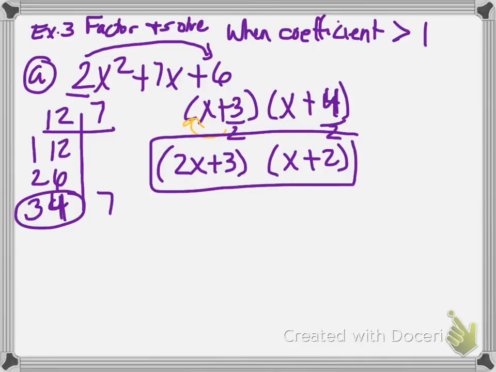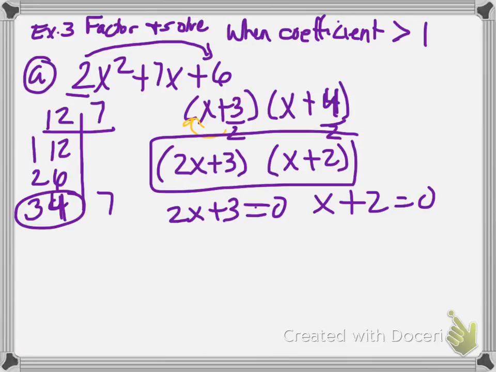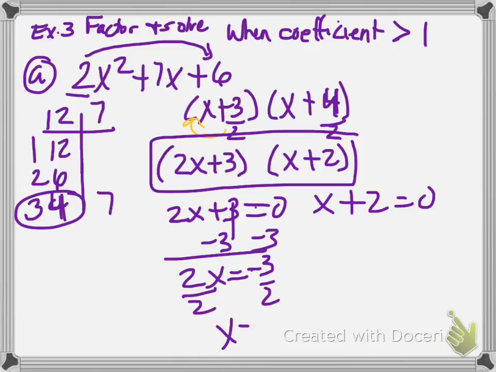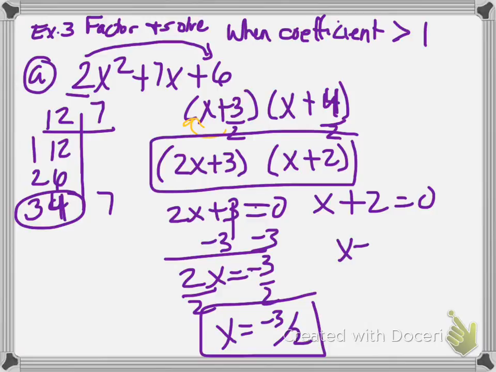Now, these here are your factors, but remember, you still have to find your solution. So 2x plus 3 equals 0, and x plus 2 is equal to 0. We subtract 3, so 2x equals negative 3. What do we have to do next? Divide by 2, so x is negative 3 halves. For the other one, it's just x equals negative 2. So how bad is that? Is it pretty simple? Yes? Any questions?